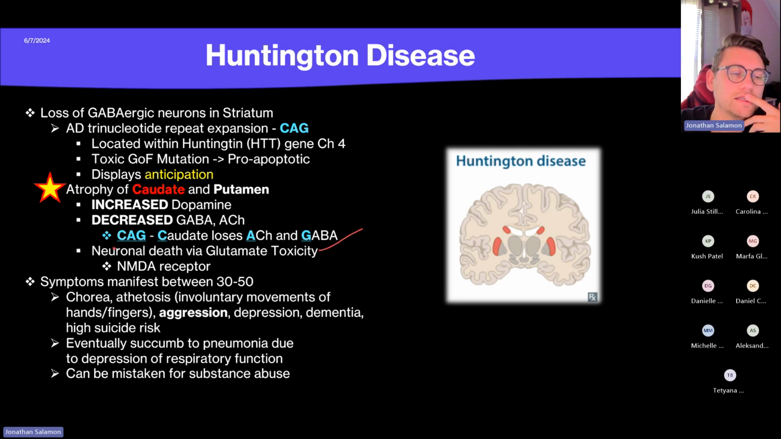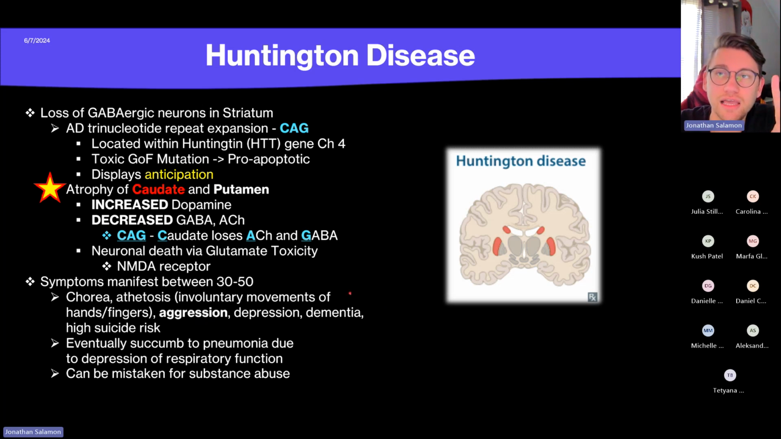This is really important. I don't think this gets harped on enough. If you overstimulate neurons with too much glutamate, they'll just die. The NMDA receptor will cause the neurons to basically die, which is how you get this degeneration. And then here, like I said, 30s to 50s. A lot of times the symptom that will really give it away is aggression. The person will become aggressive. And then suicide risk is really high.